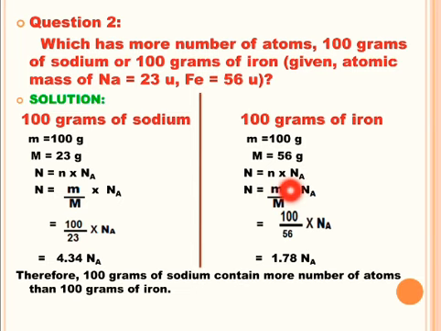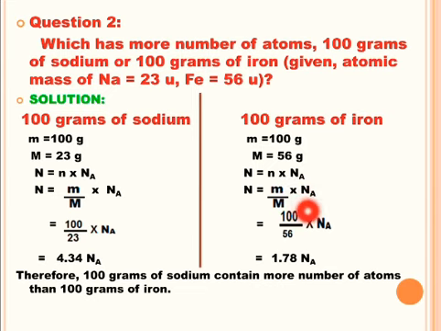Again, we know the value of Avogadro number, but we are not given the value of small n, that is number of moles in 100 grams of iron. So we can calculate it by applying the formula n is equal to small m divided by capital M and multiply it with Avogadro number. So here what is the value of small m? That is 100 grams. And what is the value of capital M? Yes, it is 56 grams.